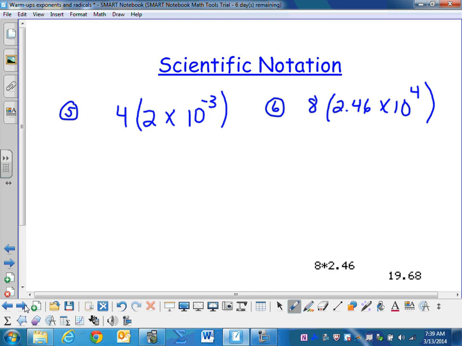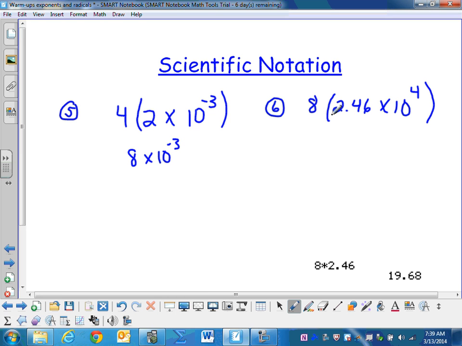Here we have two numbers multiplied together. A number in standard form times a number in scientific notation. So now we're going to write these in scientific notation. This is one number times another number, so we're not going to distribute here. We're going to take 4 times 2 and get 8 times 10 to the negative third. And that number is in scientific notation.